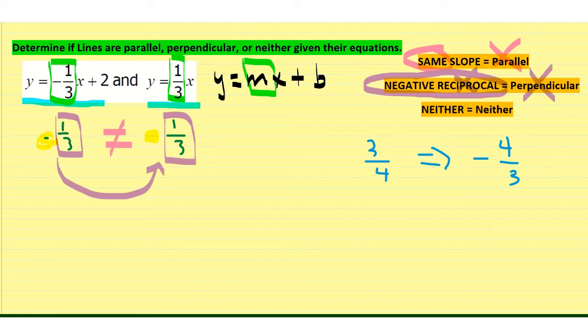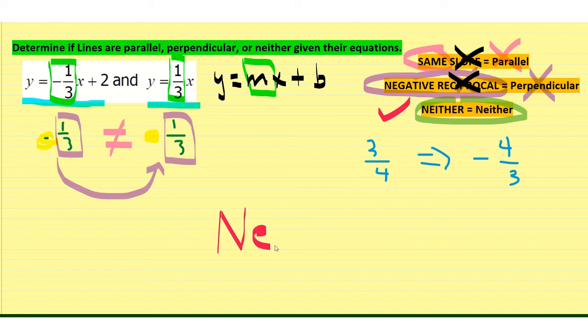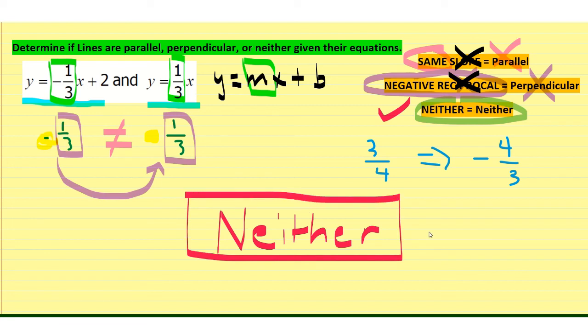So our last question says, is it neither? Well, if it's not the same and it's not the negative reciprocal, then yes, it is neither parallel nor perpendicular. So the answer to this is that these two lines are neither parallel nor perpendicular. So our answer for this question would be neither. So hopefully that helps you think through the process.